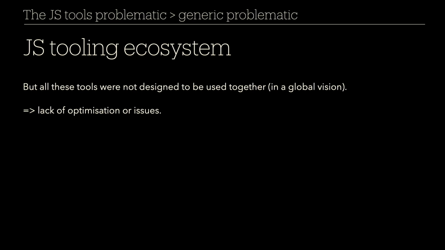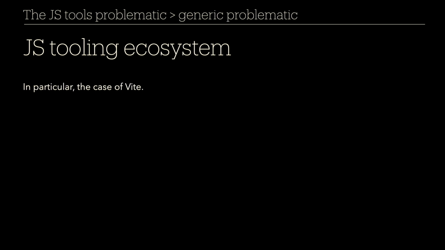So, the problem with these tools: they are great. We are really grateful that they are there, they enable us to do so many things. The thing is that they were not really designed in one global vision. They were not really designed to be used together. It was more like independent initiatives, more or less. So this could lead to some lack of optimization in our projects. And in particular, we have the case of Vite.